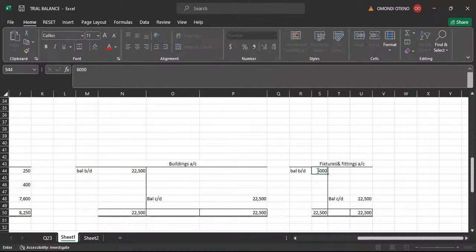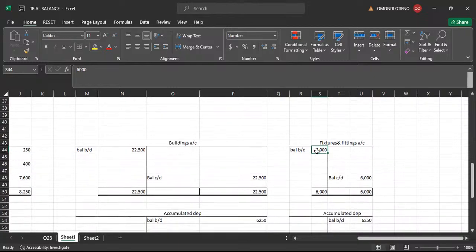6,000. Then this 6,000 here is the cost, but it has been depreciated by 1,400. So our balance brought down in this account, the net book value of this asset, should be 6,000 minus 1,400. So that's the balance brought down in this asset account. So we maintain it at cost maybe at that point.